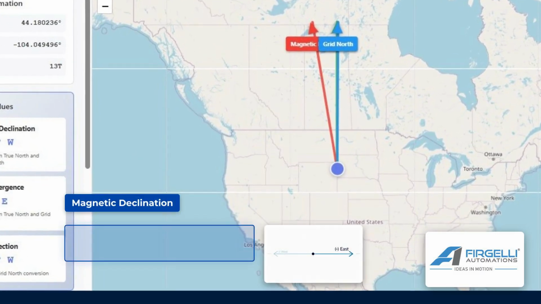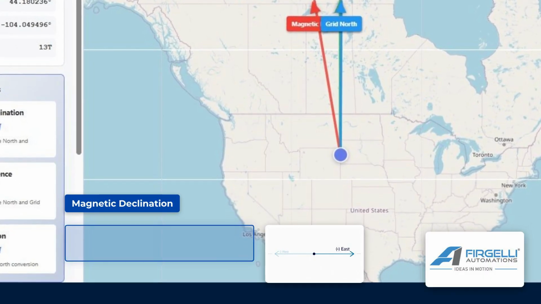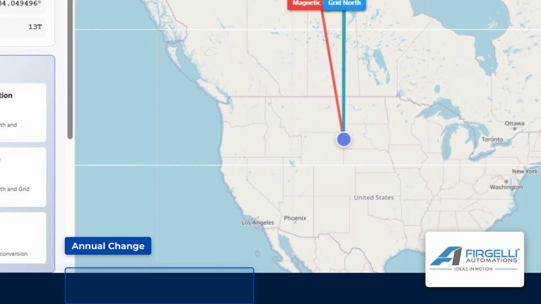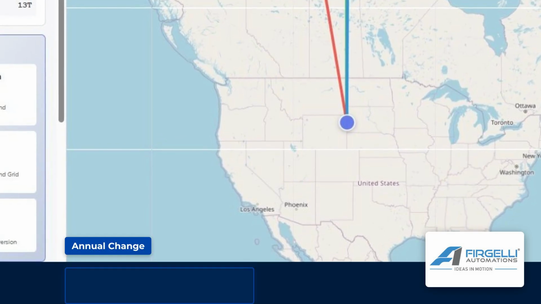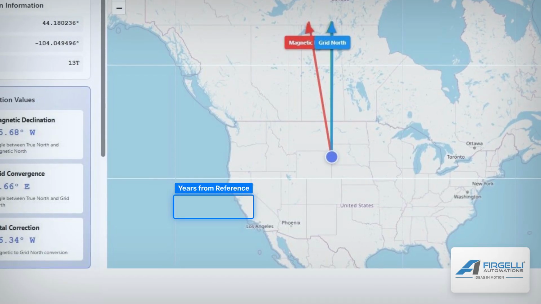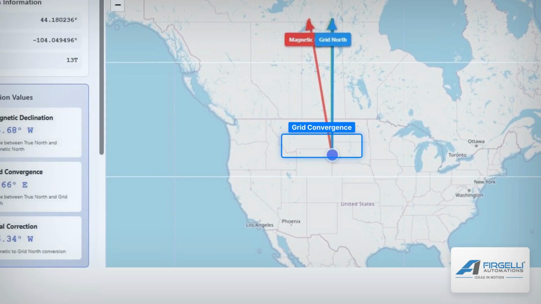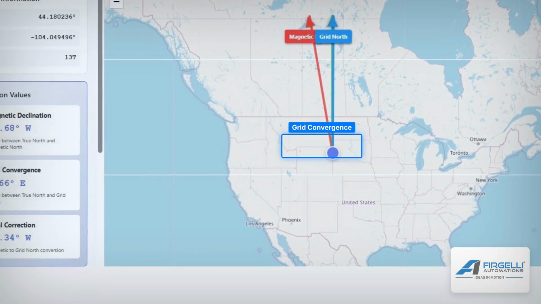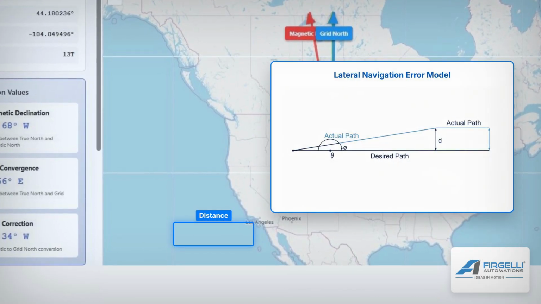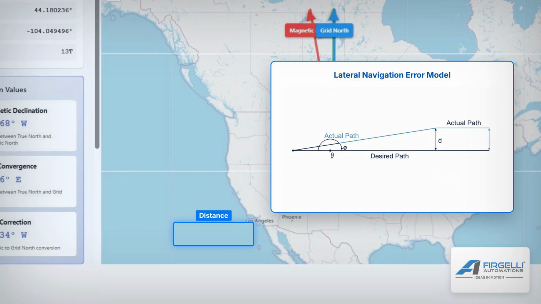Declination in degrees accepts positive values for east or negative for west. Annual change in degrees per year tracks how declination shifts over time. Years from reference calculates future declination values. Grid convergence in degrees accounts for map projection differences, and distance in kilometers helps calculate lateral navigation errors.